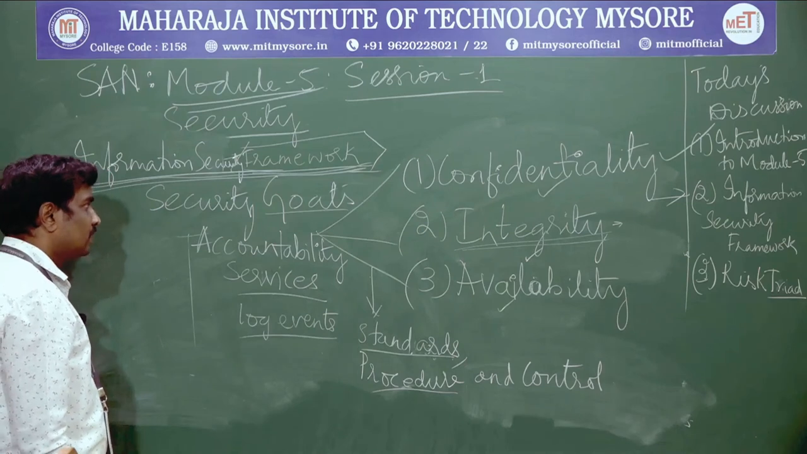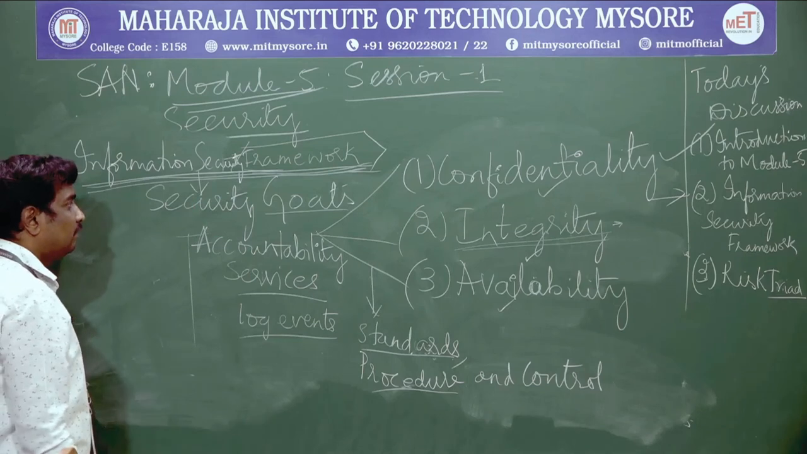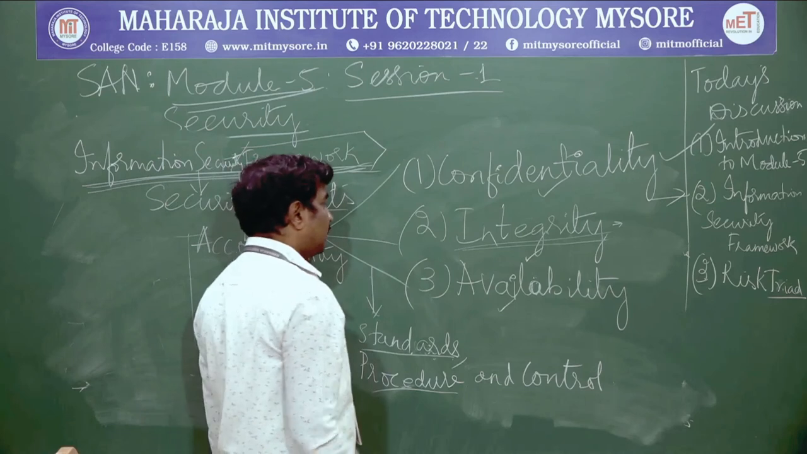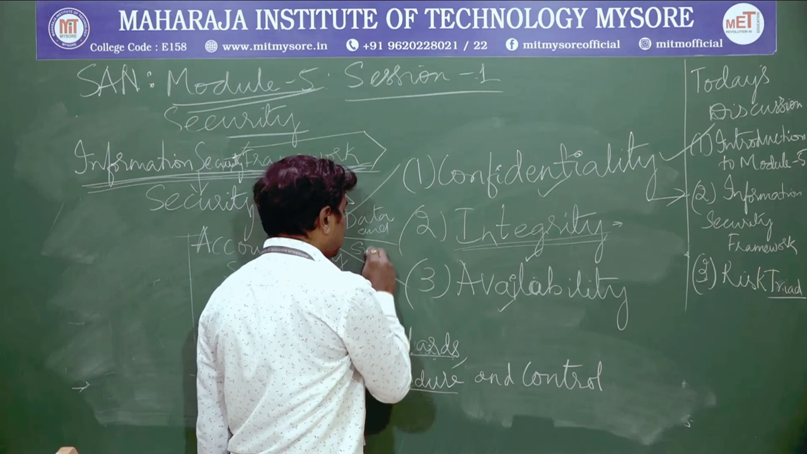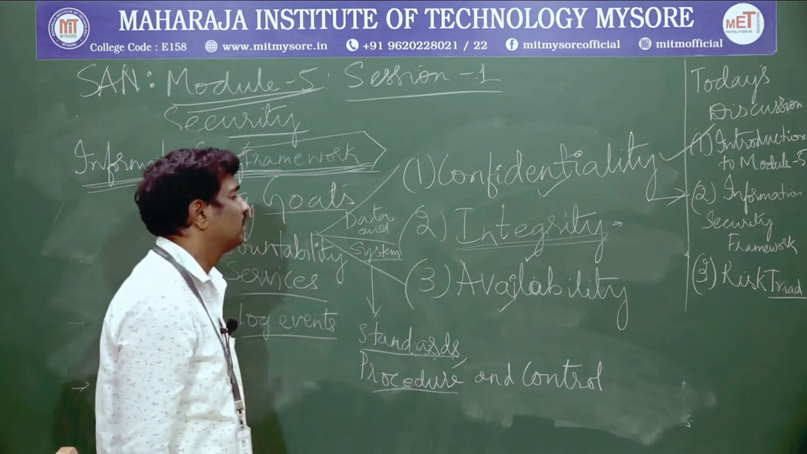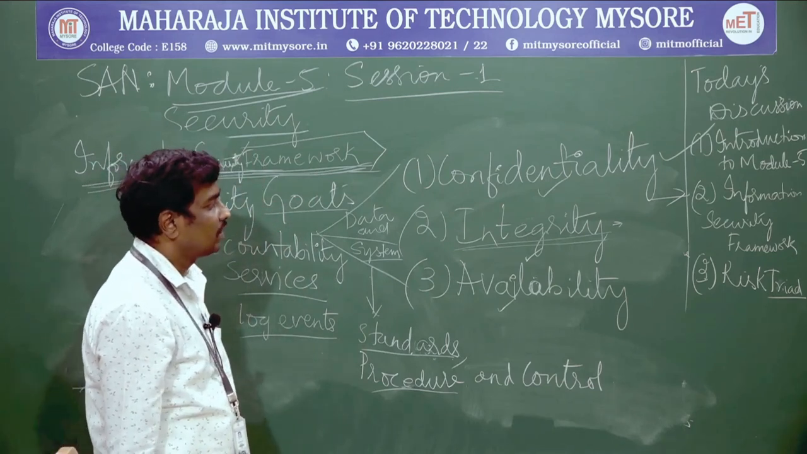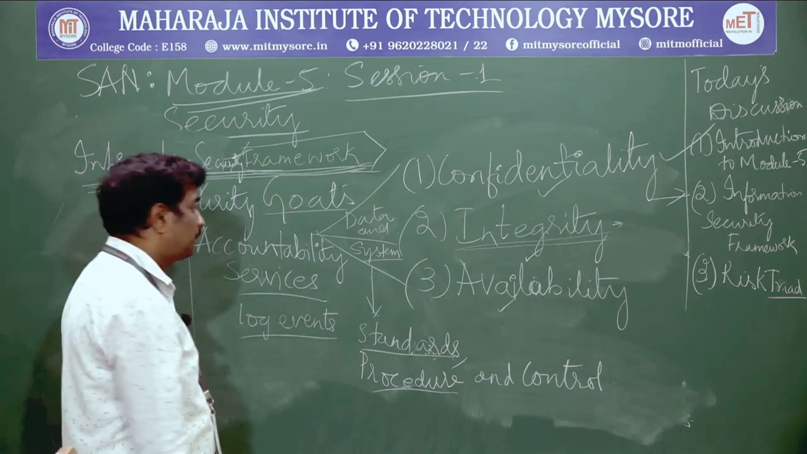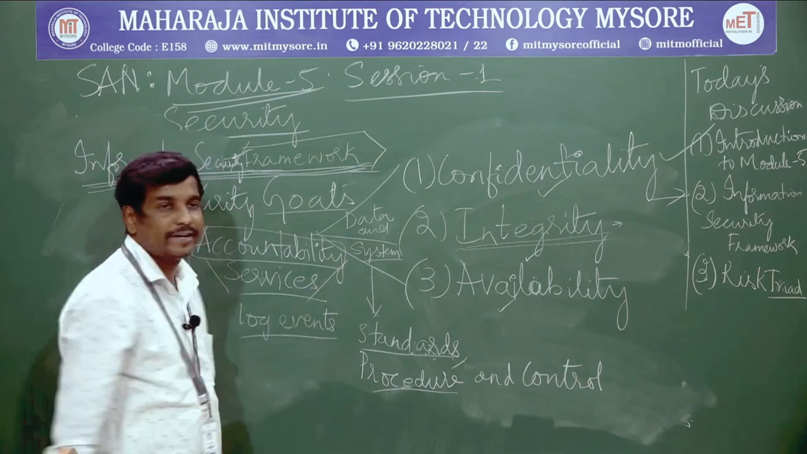How do we develop information security frameworks? Information security frameworks will be developed by using some goals. What are the goals? The data and the system, the infrastructures or the components which we use in the storage area network, should be secured along with confidentiality, integrity, and availability. All these operations should be accountable in the form of monitoring software.